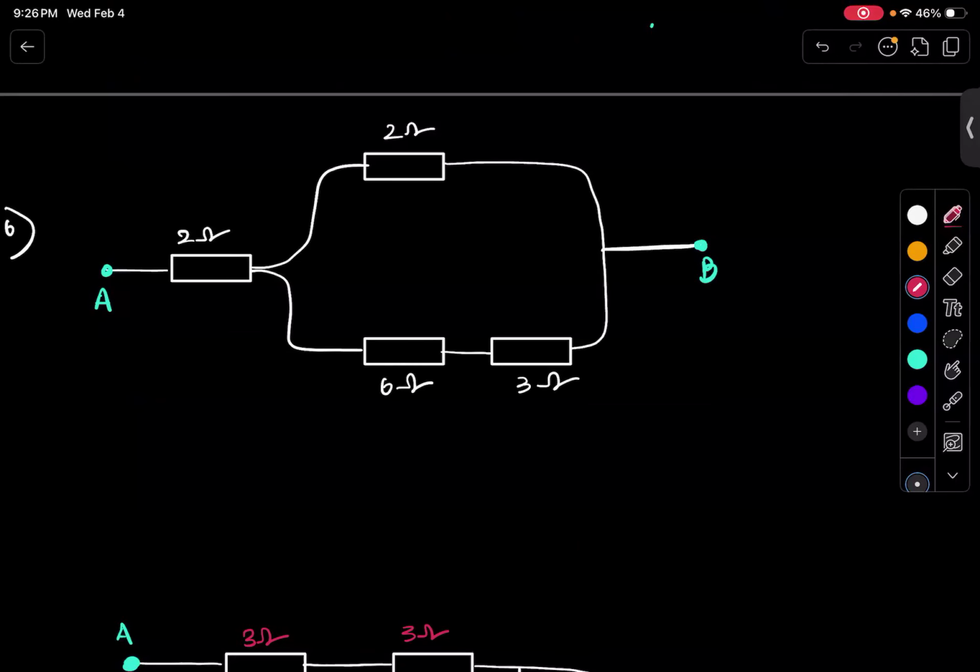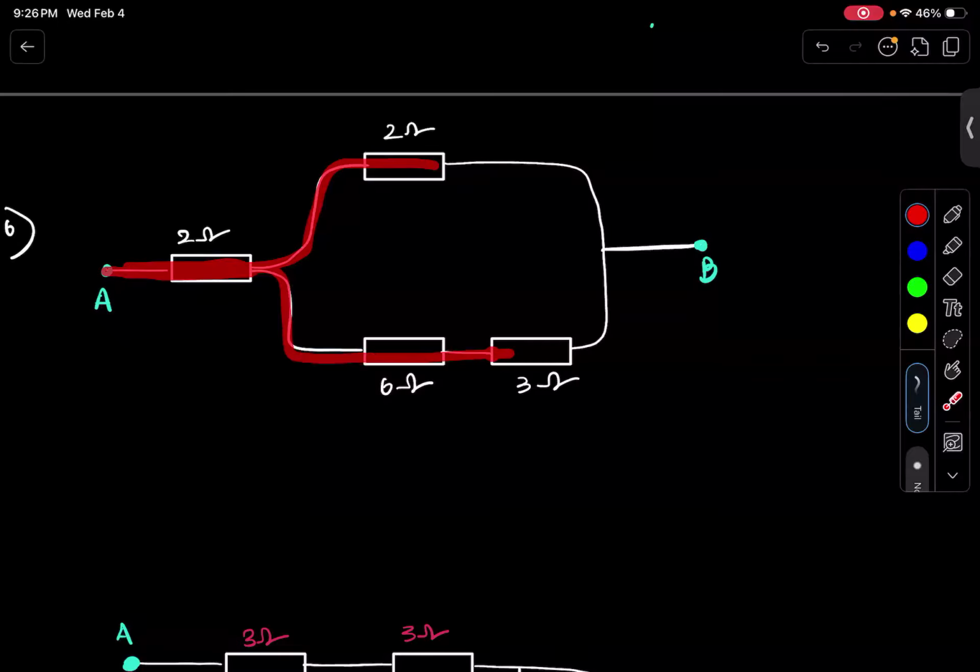Now, let's check this one out. How do I calculate total resistance from A to B? If you want to calculate total resistance, first check which is in series and which is in parallel. Now, this is a combination of a lot. First of all, this one seems to be in series, okay, because this just has a single current passing through it. But these ones have different currents passing through them, okay?